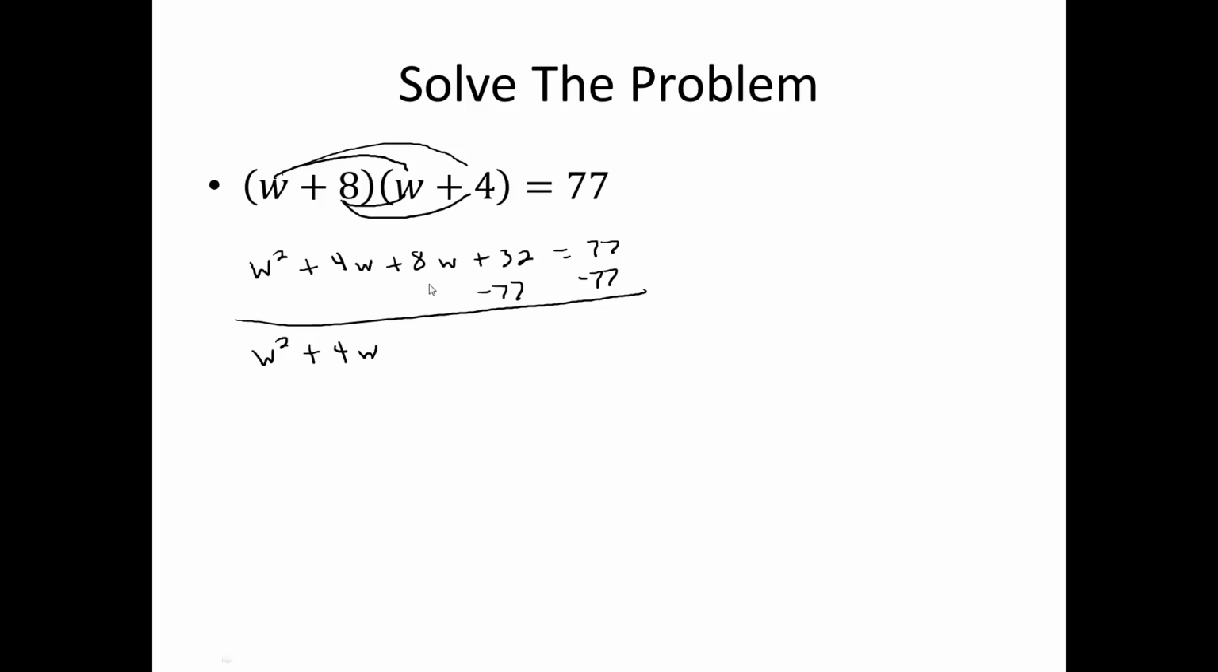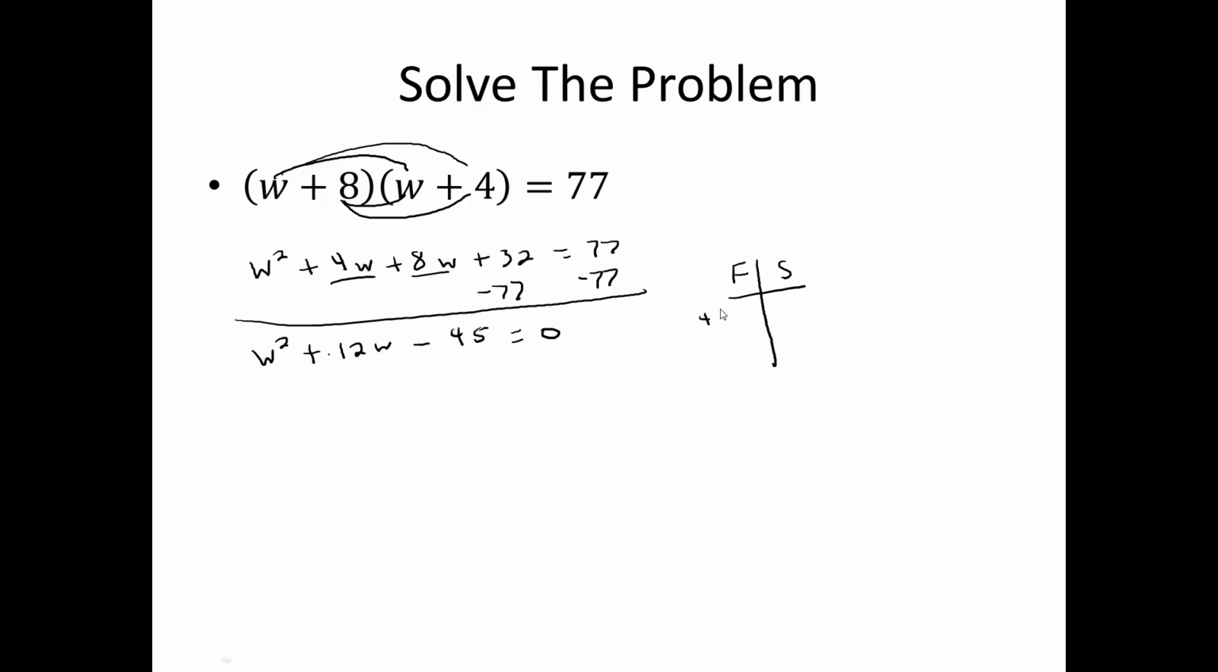And we can also go ahead and add our like terms that we already have over here with the 4W and the 8W, which will give us 12W. And 32 minus 77 is negative 45. Now, I would probably try to factor this, find factors of negative 45 that give us a sum of the middle number, which is 12.